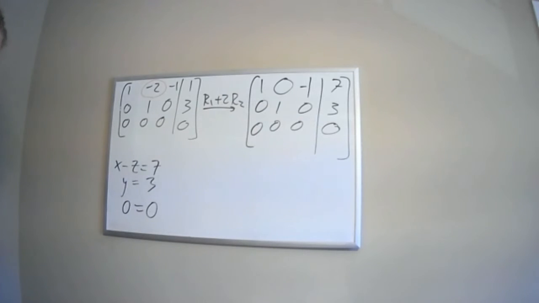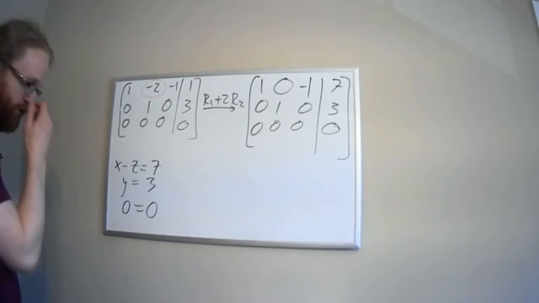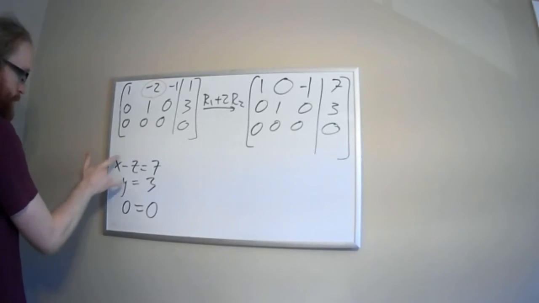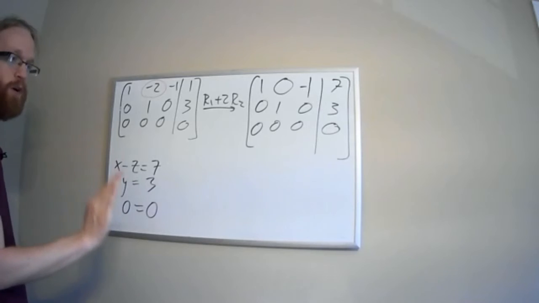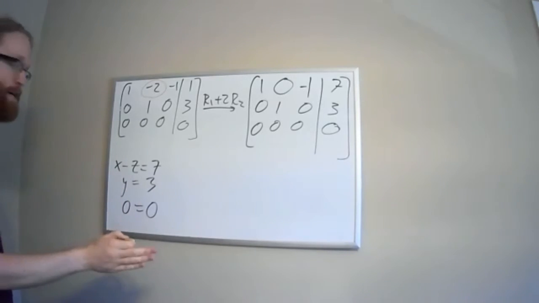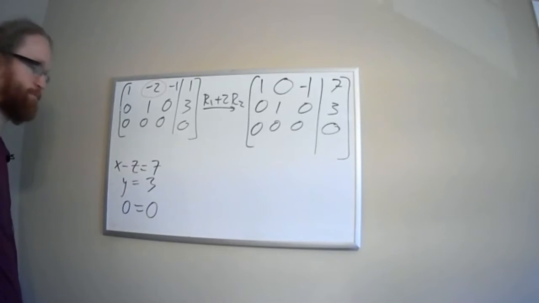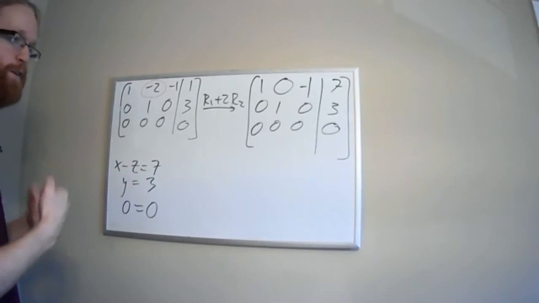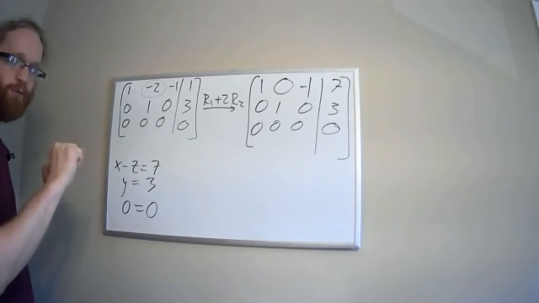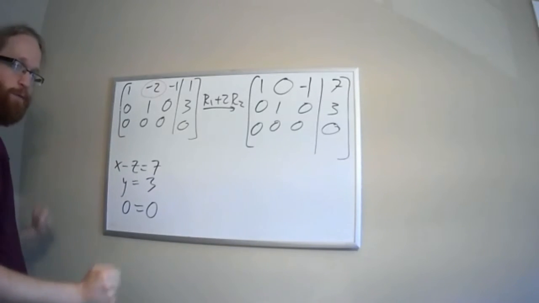Okay. So what's the problem here? Not the problem, but what's going on? If we look at these equations, I know y is equal to 3. So I have a value for y. That's good. I want that. But if I look at this first equation, I have x minus z equals 7. I have x and I have z. I have no way of getting x equals a number or z equals a number, because these guys are both in one equation together, and I have no way of separating them really, right?